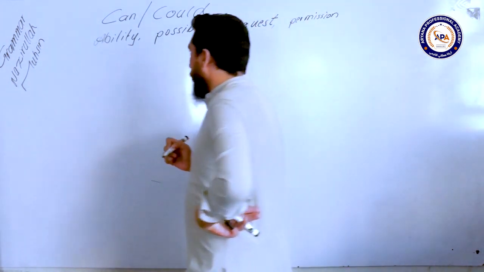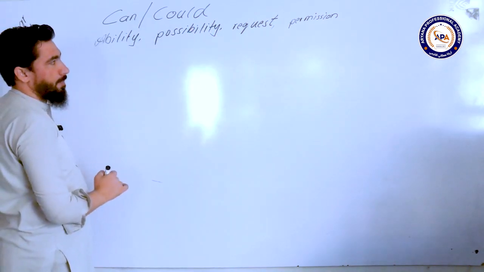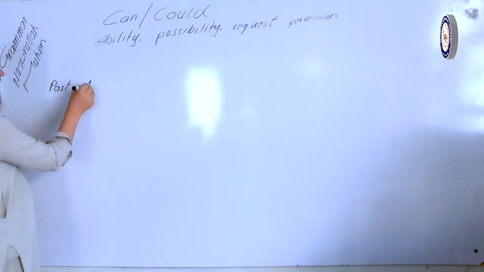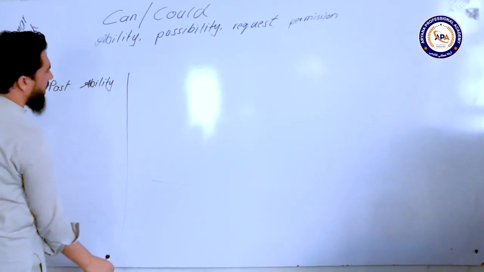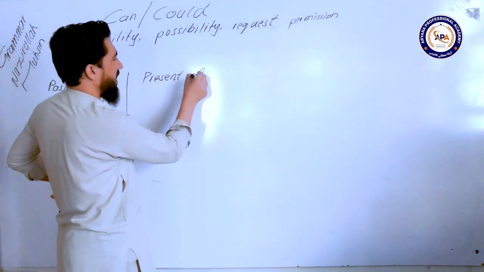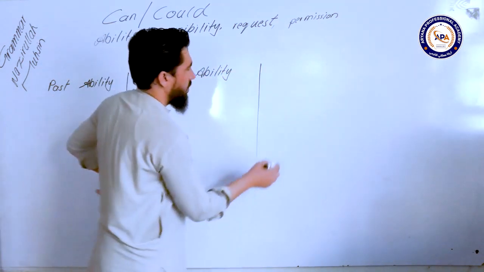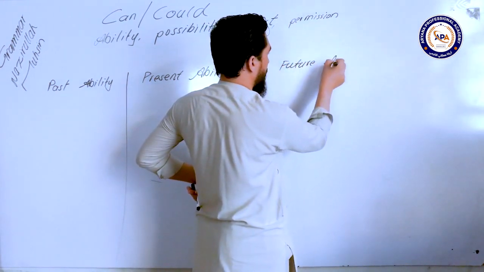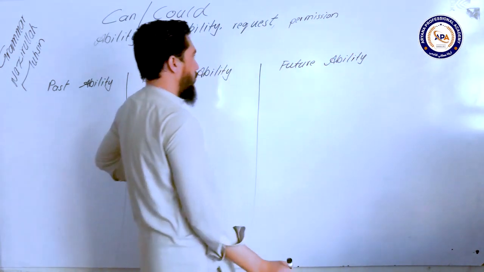Commonly, we use can and could for ability, possibility, request, and permission. When it comes to past ability, present ability, and future ability, or possibility.